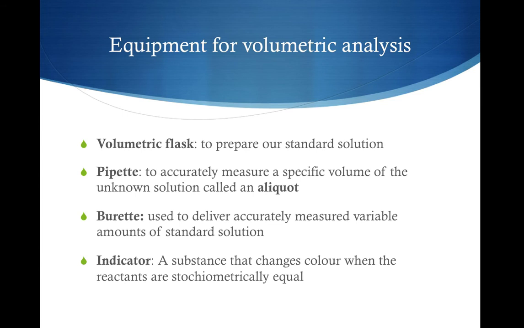We use a burette to deliver accurate amounts of the standard normally, but it doesn't always have to be the same amount. From the pipette it's always the same amount. From the burette it can be a range of different amounts. And we have an indicator, a substance that's going to change colour when our reactants are close to being in stoichiometrically equal amounts.